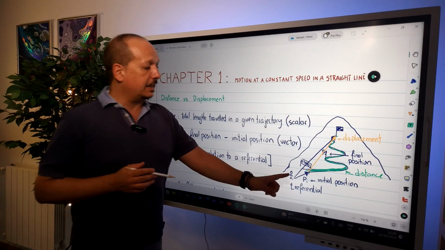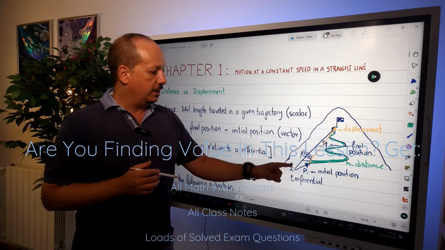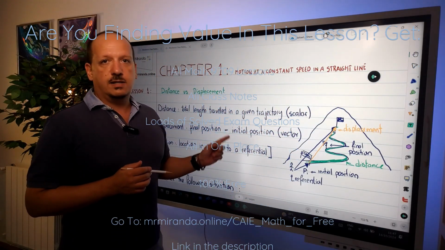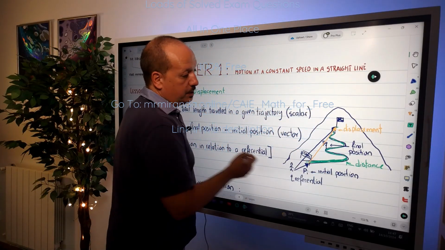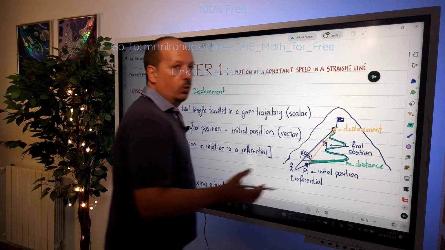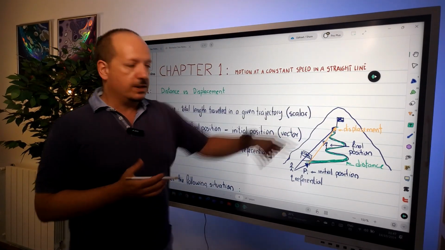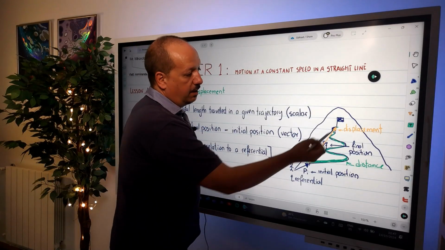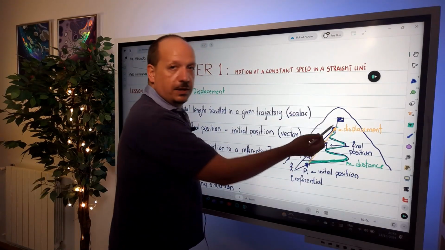Pay attention to the fact that the position where the referential is placed is completely irrelevant. I could have put it over here, in a south pole, in a moon, doesn't matter. Whatever the initial position and the final position were in relation to that choice of referential, the difference between them would always be this orange vector over here, the displacement.